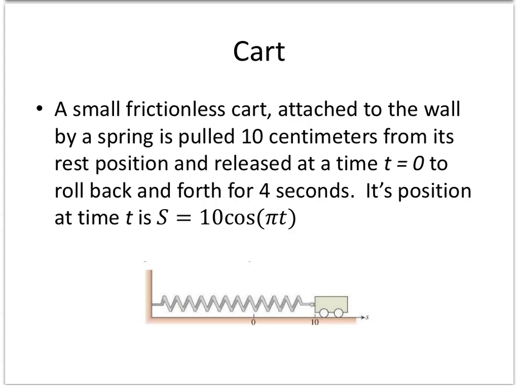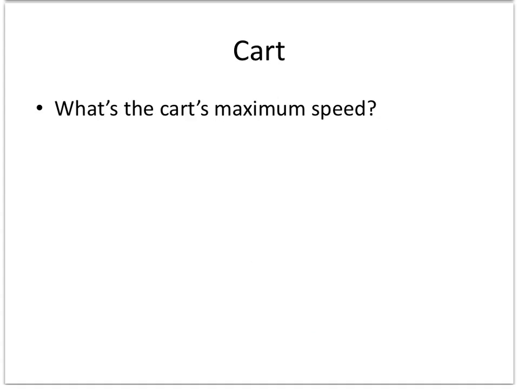And it's released at time t equals 0, and it rolls back and forth for 4 seconds. Its position, so right there I know that's my position function. I know this is applied optimization, so probably right now I would just start taking derivatives, because I know I'm going to have to eventually. So I want to know what the cart's maximum speed is.